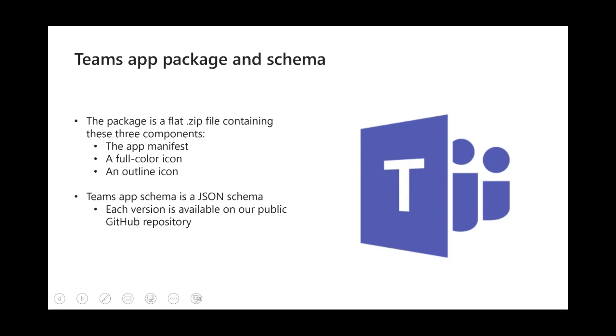And all this JSON schema that defines the app manifest is available in GitHub. And every time we make a revision, we make sure we are updating the GitHub so you can always reference any changes that happen to this manifest schema.